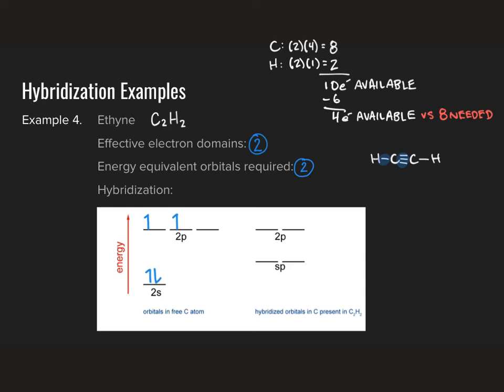We're going to go ahead and use the 2s orbital and only one of those 2p orbitals to hybridize and make an sp set of hybridized orbitals. Again, sp from the 1 s orbital that we used and the 1 p orbital that we used. And that now gives me 2 energetically equivalent orbitals that I can use to overlap to form my 2 sigma bonds. Now that leaves me with 2 2p orbitals left over as well, and those 2 2p orbitals will be occupied individually by the remaining 2 valence electrons in that carbon atom.